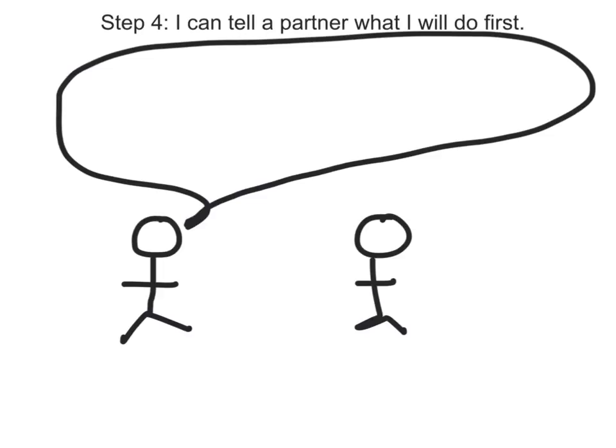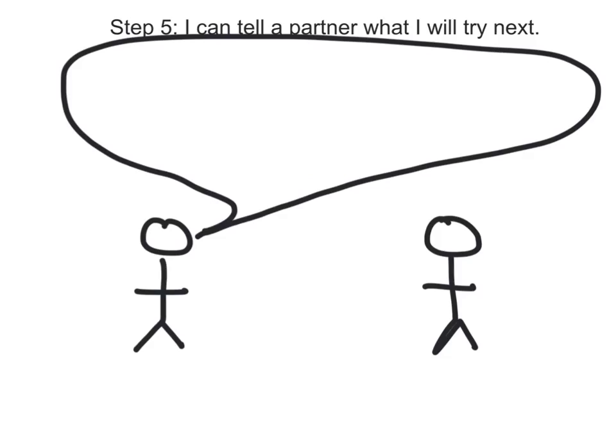Once you've figured out what maths you need to use, we go to step 4. I can tell a partner what I will do first. So at this point, you can turn to your group and decide between yourselves exactly how you're going to work out this problem step by step. Step 5. I can tell a partner what I'll try next. So even after your first attempt has failed, and you've racked your brain, turn to your partner in your group and try something new. Okay, this is all about not giving up and trying your best.